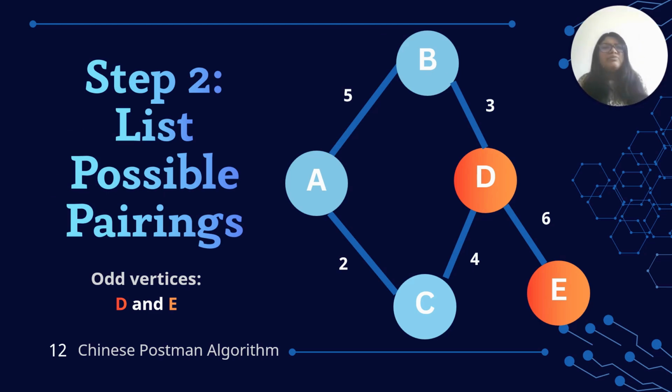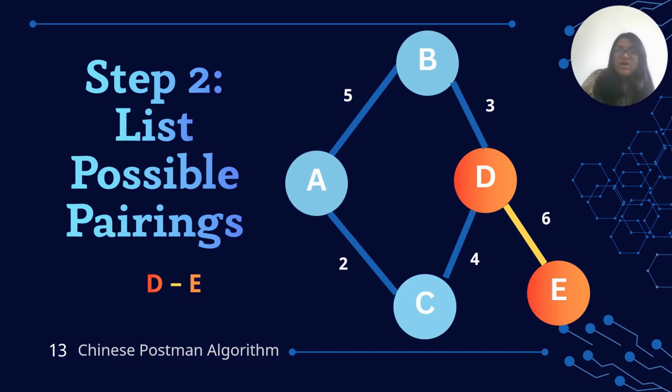Step 1 is done. We have identified our odd vertices. They are D and E. Let's move to step 2. Step 2 is to list all possible pairings of these odd vertices. Since we only have 2 odd vertices, D and E, there is only one pairing. Just pair D with E. If we had 4 odd vertices, we would have multiple pairing options, which we would have to compare later. But in this case, it's simple.